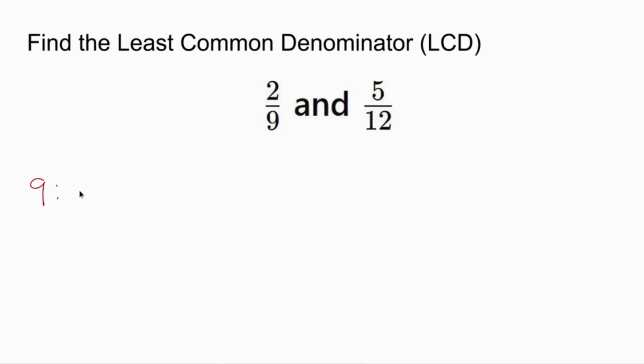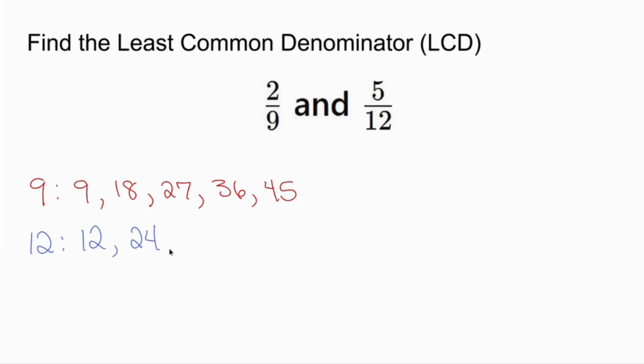So let's do 9. The multiples of 9 are 9, 18, 27, 36, and we'll do one more, 45. So let's list some for 12 and see if we hit any that repeat here with 9. So the first bunch of them for 12 is going to be 12, 24, 36.